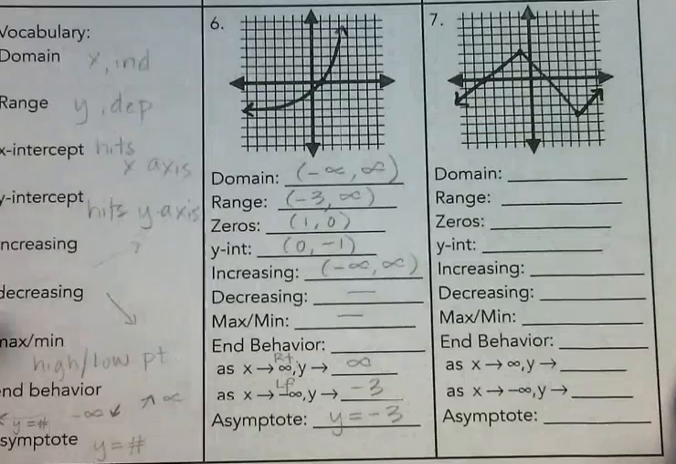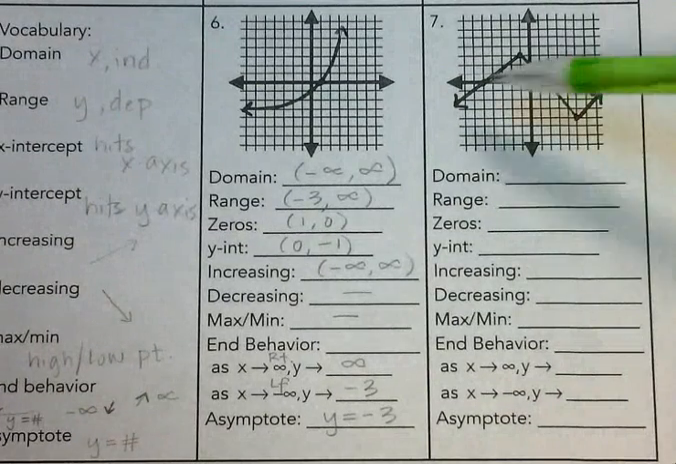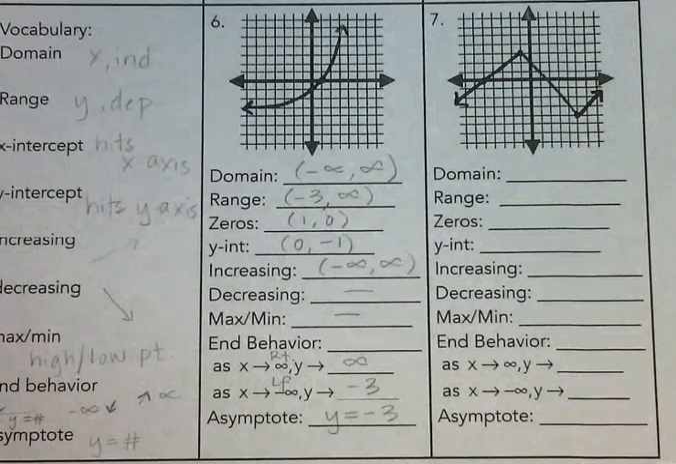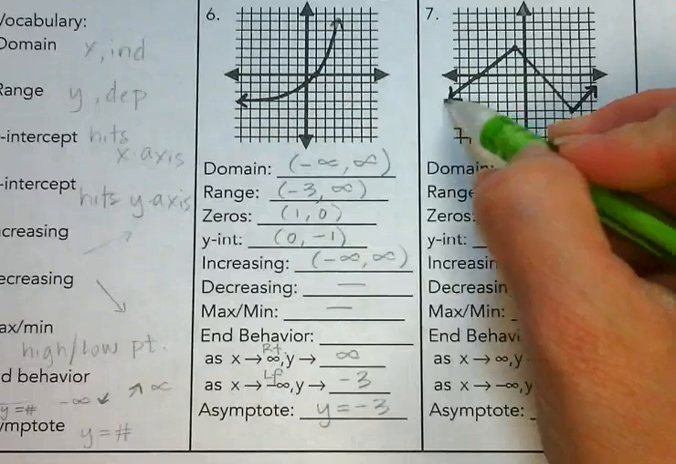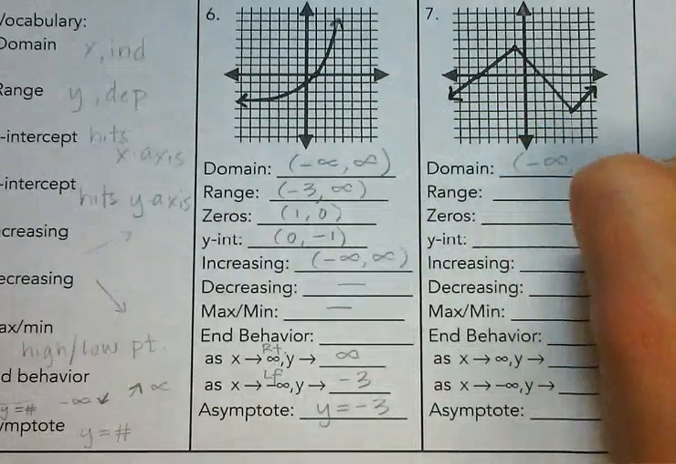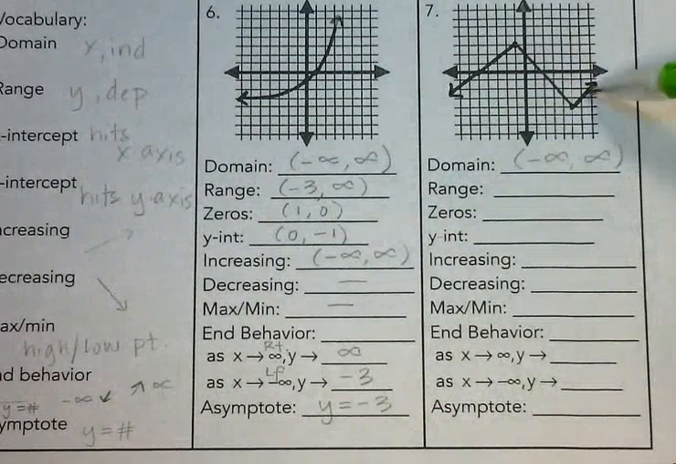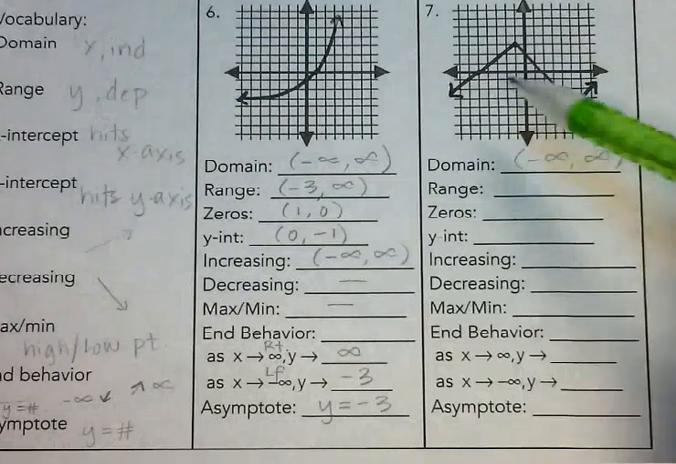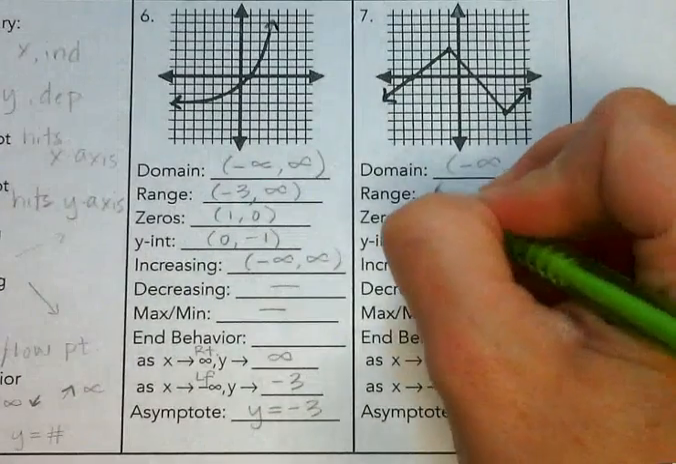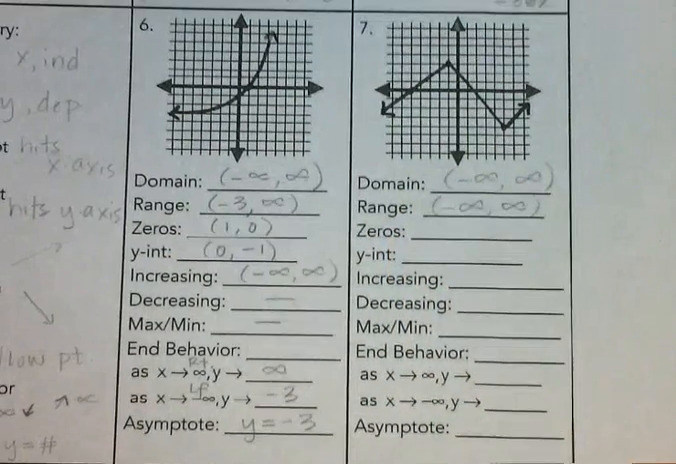This one is not a curve, but this is a piecewise function because there are a couple of pieces here that are put together. So domain, it's still going to go all the way left and all the way right. So the domain is still negative infinity to infinity. The range, this is going to keep on going up forever. This one is going to keep going down forever. So that is still negative infinity to infinity.